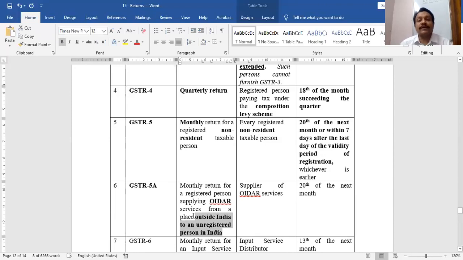OIDAR services, online information and database access retrieval services. If such services are supplied by any person located outside India to any unregistered person in India, then the supplier has to furnish the return not in GSTR 3B but in GSTR 5A. The due date is 20th of next month. It is again monthly information.